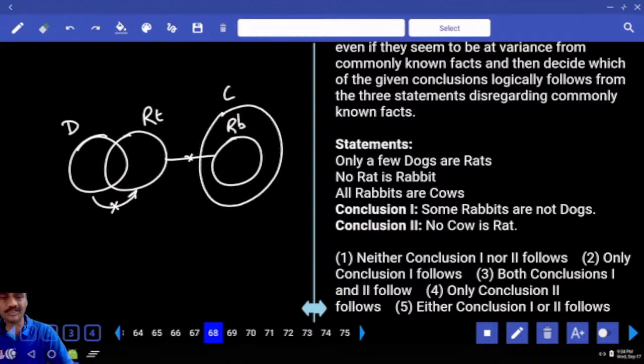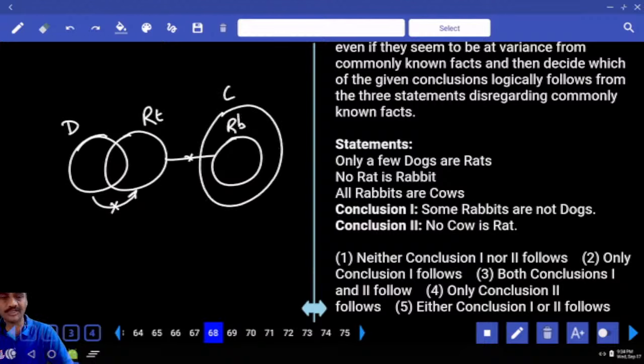Previous conclusion definitely false. Then no cow is rat. No cow is rat means some cows are rat. Can cow and rat extend like this or not? Yes. Hence the alternate diagram is true. Hence neither one nor two, the choice is 1. Then 69.